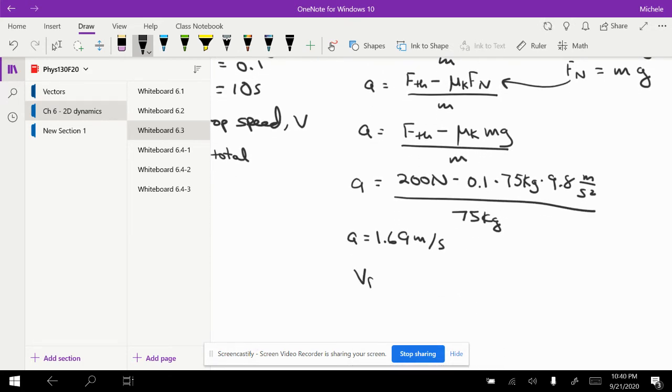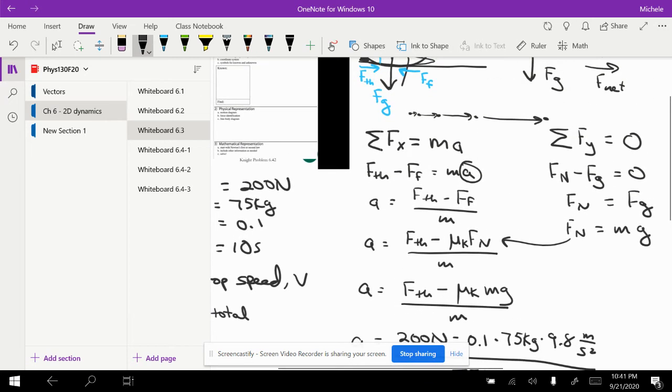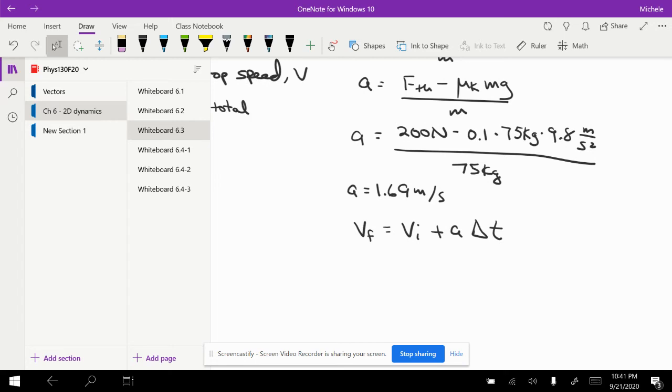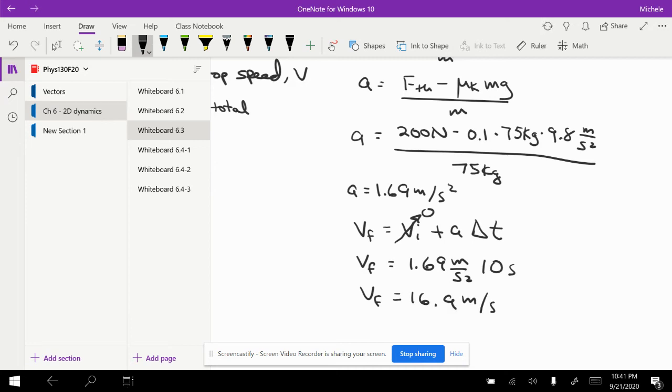So we're going to say V final is equal to V initial plus a delta t. We know that Sam started from 0 here. Our motion map shows us that, and it doesn't tell us that Sam starts with an initial speed. So we're going to assume he turns on the jetpacks, and the jetpacks are what shoot him across the snow. So that's going to equal 0. So V final is equal to 1.69 meters per second squared times 10 seconds. So V final is going to equal 16.9 meters per second. So that is our answer to A.